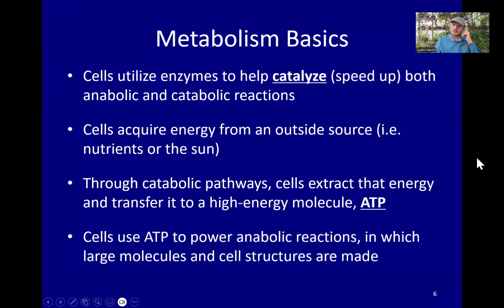Because if our reactions all took hundreds of years to happen, we couldn't do the amount of work that our cells do. And so I talked about how a lot of the times these chemical reactions are spontaneous when they go from a high state of energy to a low state of energy, where we go from a big molecule that has lots of bonds and lots of potential energy into many smaller molecules that have a lower potential energy.